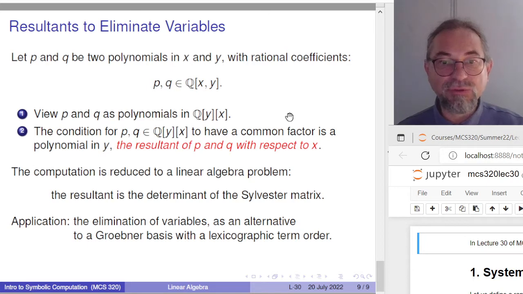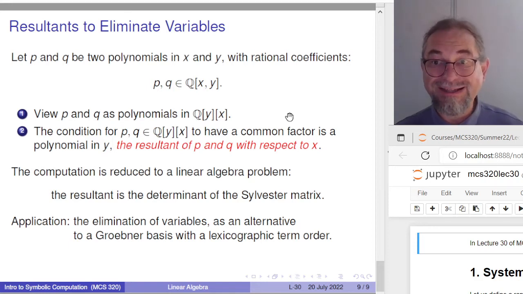This relates to linear algebra because one can formulate this as a matrix, and then computing the determinant of this matrix defines the resultants. So one reduces this system of two equations and two unknowns to a triangular form. And that's an alternative to constructing a Gröbner basis with a lexicographical order. So this is also to indicate why linear algebra is important to solve symbolic problems.